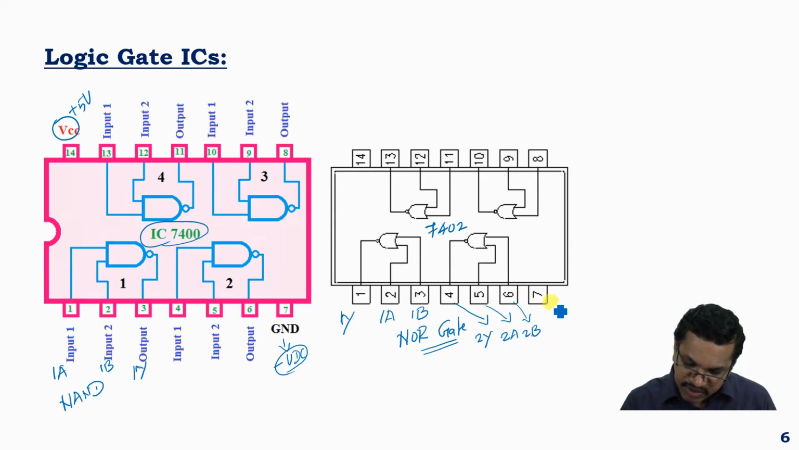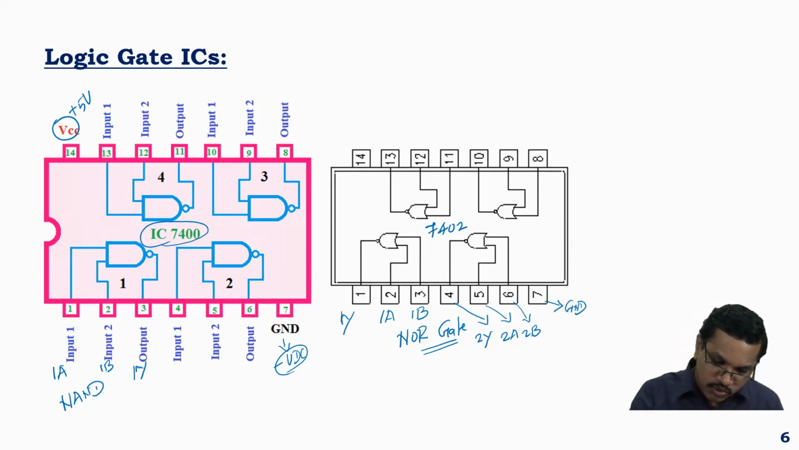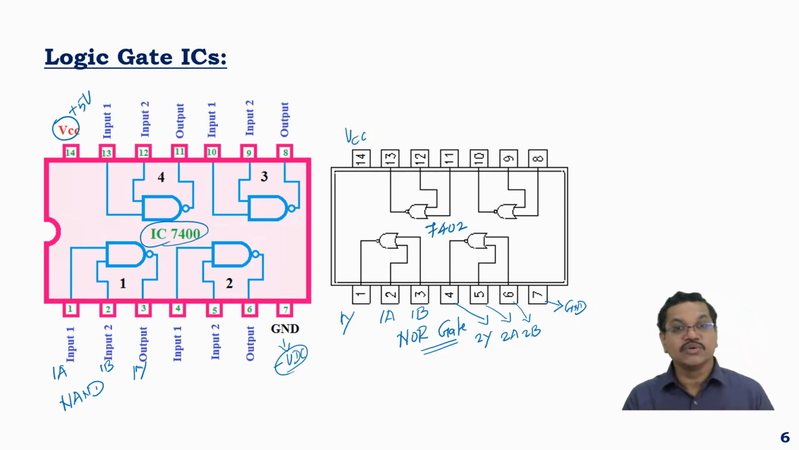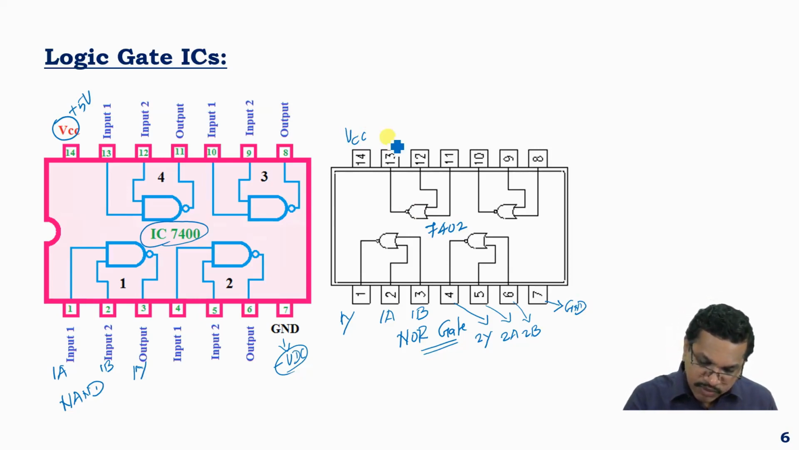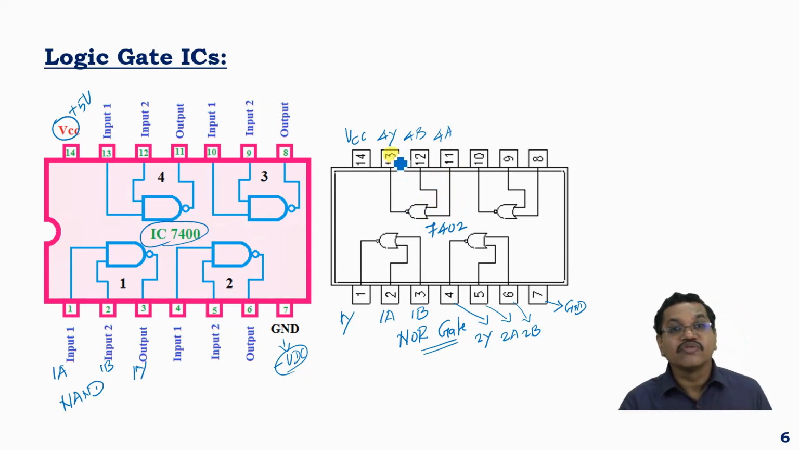As always, seventh pin will be ground. These things don't change. 14th pin will be VCC. Those things will never change. Whereas the input and output alone, you may have to be very careful. Whereas this will be 4Y, 4B, 4A. I hope you understand this. 4A is input, 4B is input, 4Y is the output. 3A I am not indicating. This is 7402. This alone you have to be very careful.